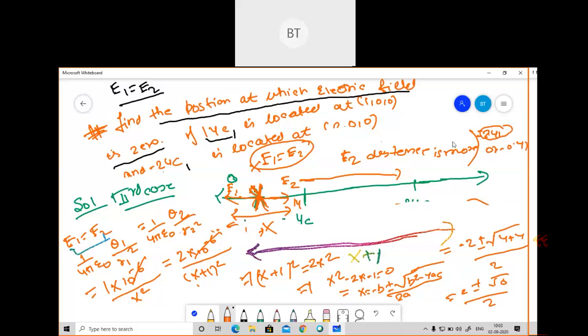So why are you not considering this, Pratibha? Why have you not considered the minus value? Why is the answer only 2.41? Tell me the reason about that.